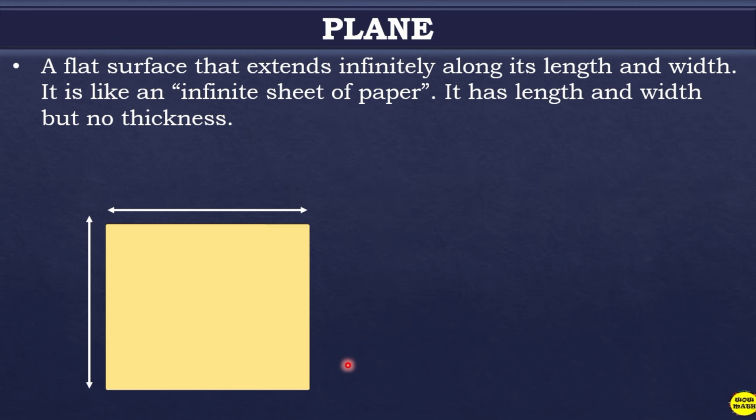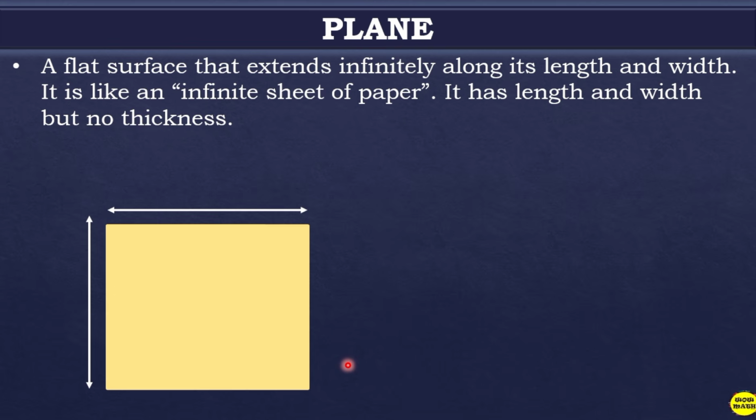So, again, ang plane, it has length and width. Hindi kagaya ng point, wala. Hindi kagaya ng line, wala naman siyang thickness. Ito naman, may length siya, may width, but no thickness. So, wala siyang height. Okay? So, meron siyang length at width kasi nag-extend nga po yun, pero wala siyang thickness.